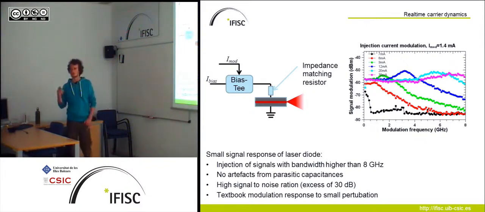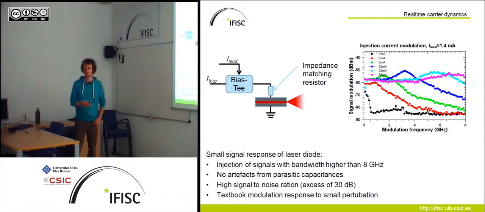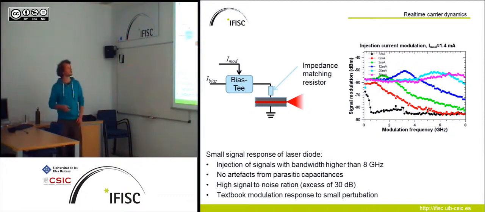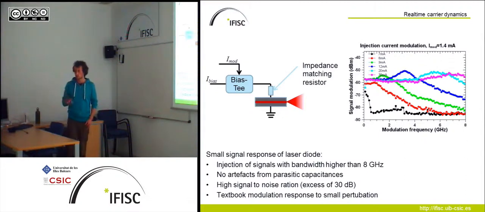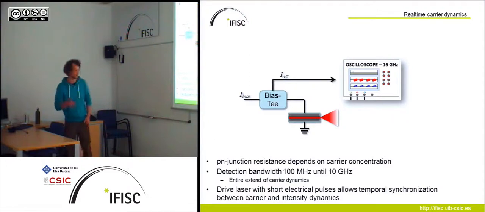And this is basically textbook response, displaying the relaxation oscillation frequency, and above the relaxation oscillation frequency, the response of the system almost just dies away. So this is basically confirmation for us. We can at least go until 8 gigahertz, or extract signals with 8 gigahertz bandwidth, without seeing any artifacts which are not due to the dynamics the device is actually performing.